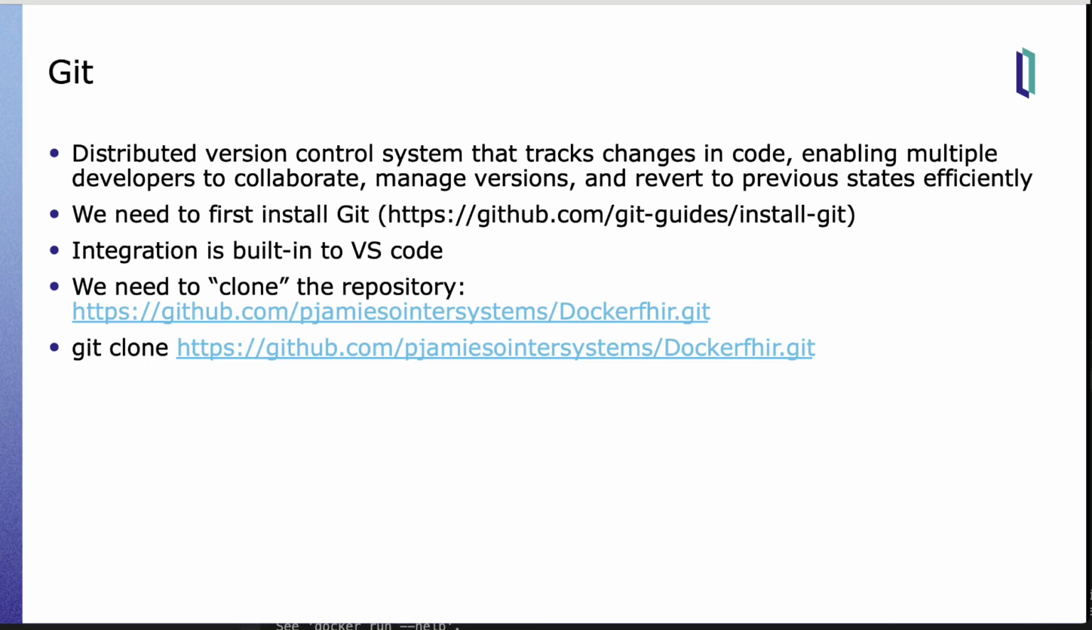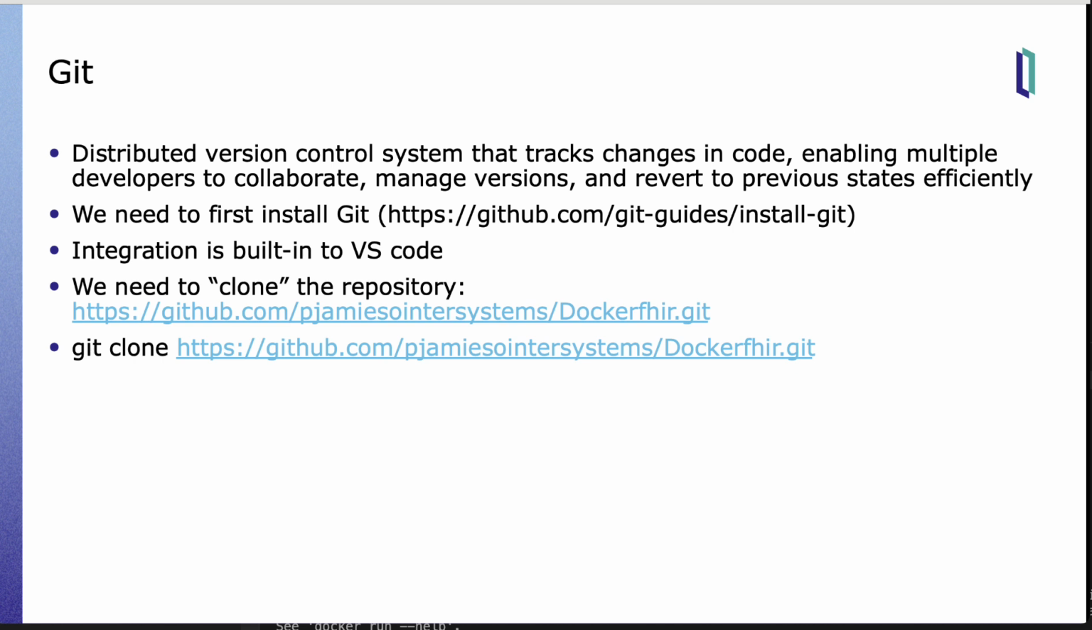Now let's talk about Git, an essential tool for managing and tracking changes in our code. Git is a distributed version control system that allows multiple developers to work on a project simultaneously, track modifications, and revert to previous versions if needed. This makes Git an ideal tool for collaboration and code management in software development, including projects in this course.